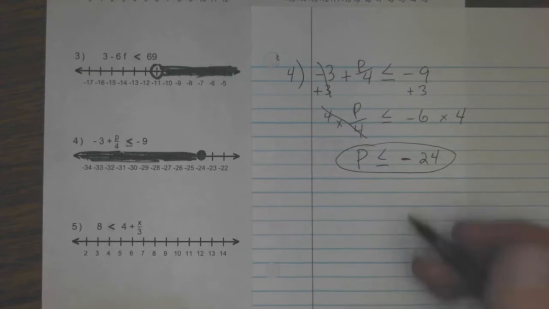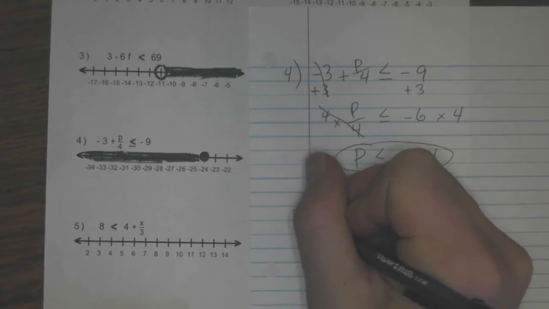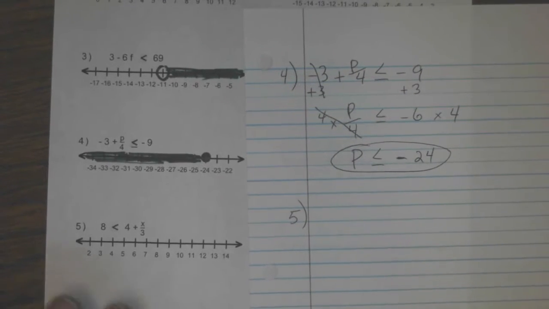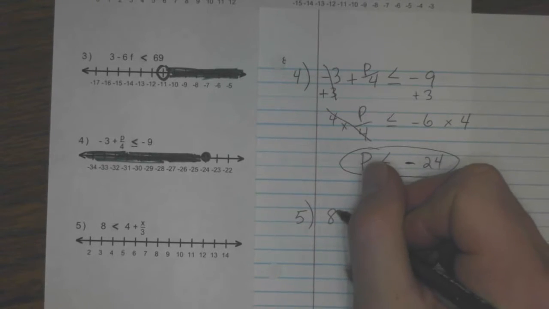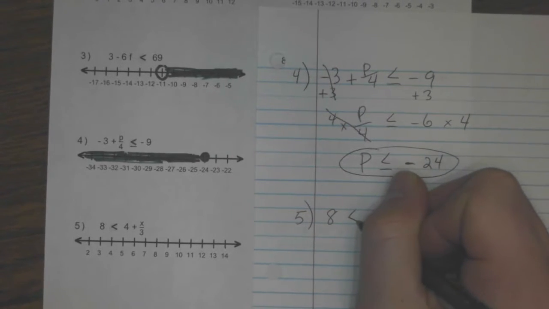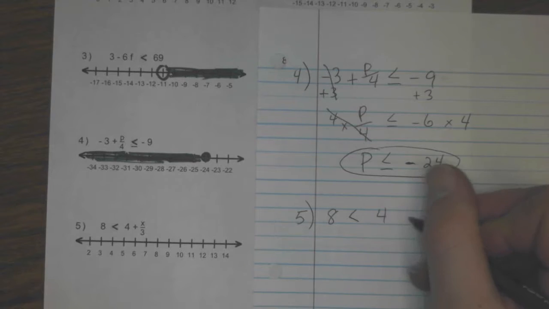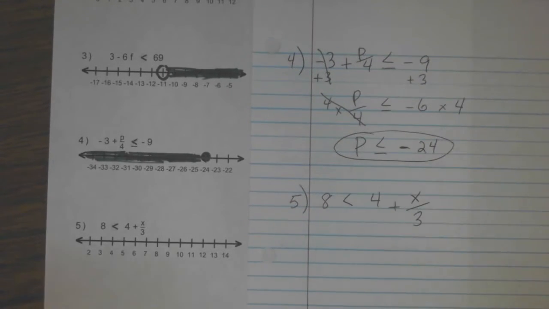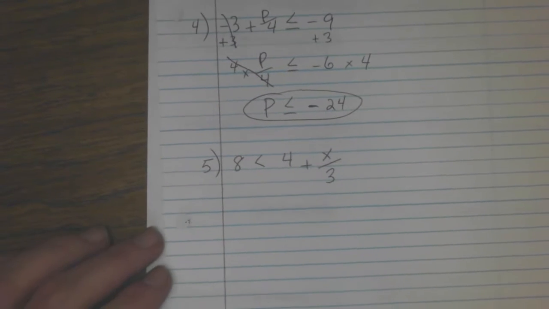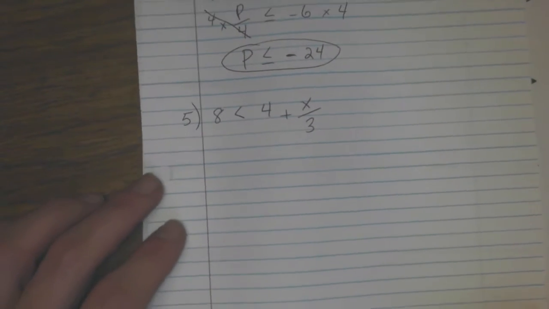Alright, let's try one more. I'll have you do the rest on your own. So number 5 is 8 is less than 4 plus x over 3. 8 is less than 4 plus x over 3.